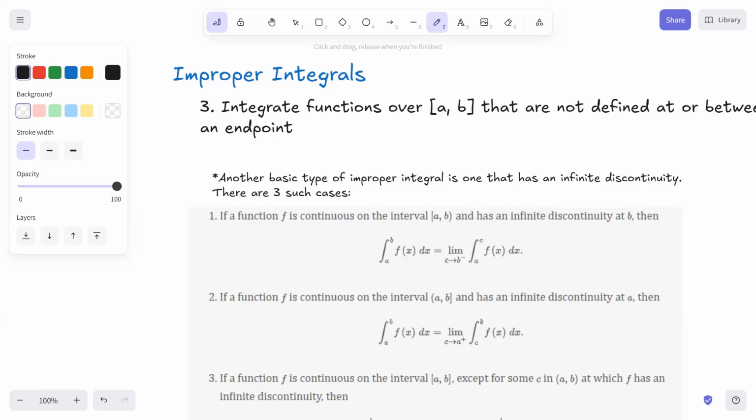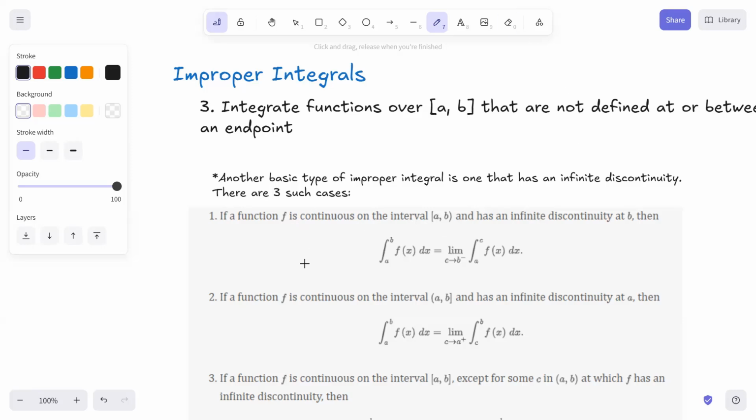So this is another type of improper integral, one that has an infinite discontinuity. So the upper and lower limits are finite numbers. You don't have infinity there, but there may be an endpoint or a point in between where there's an infinite discontinuity. So basically it comes down to three cases.